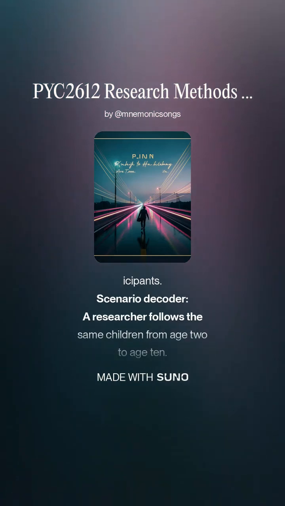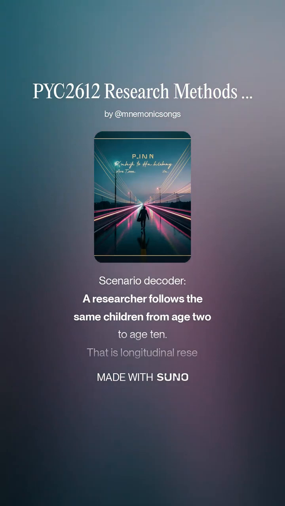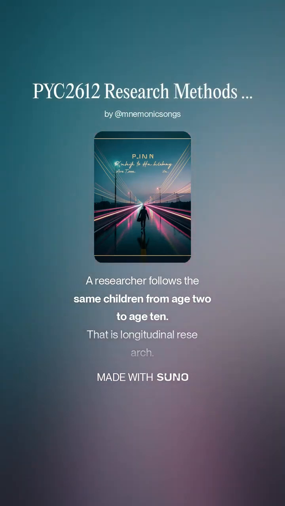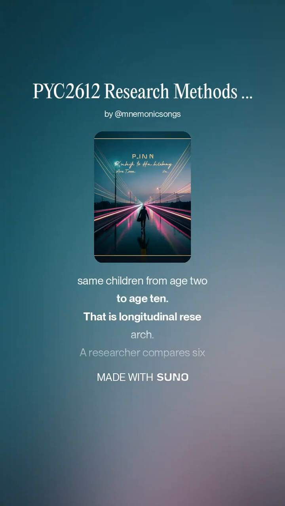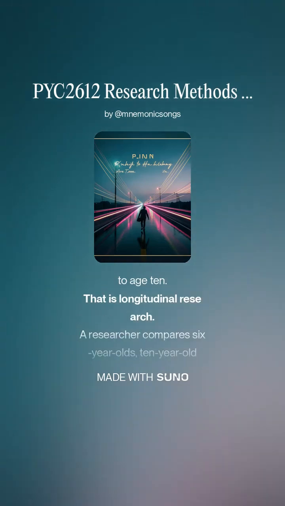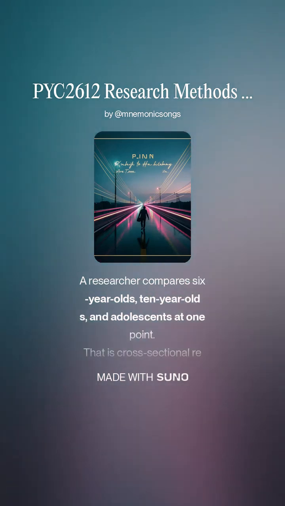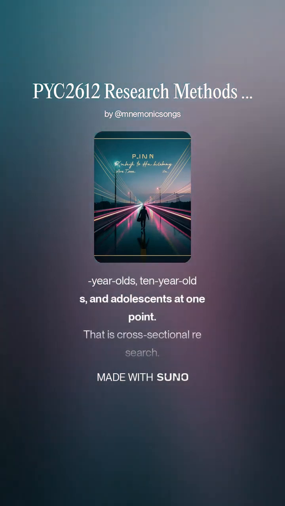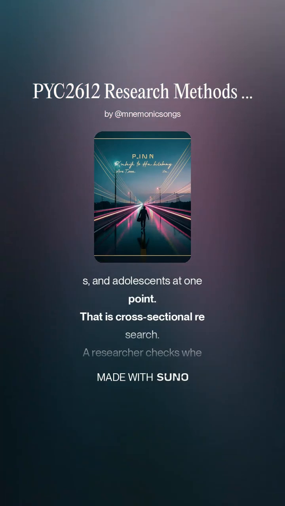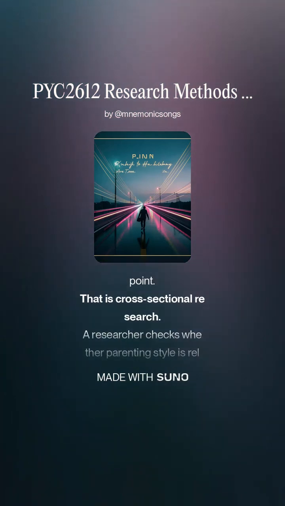participants. Scenario decoder. A researcher follows the same children from age 2 to age 10. That is longitudinal research. A researcher compares 6-year-olds, 10-year-olds, and adolescents at one point. That is cross-sectional.